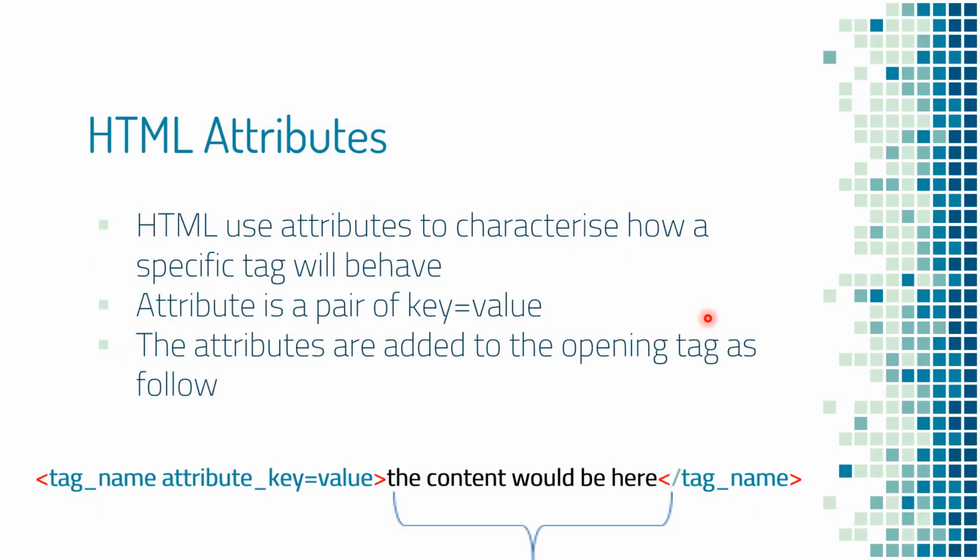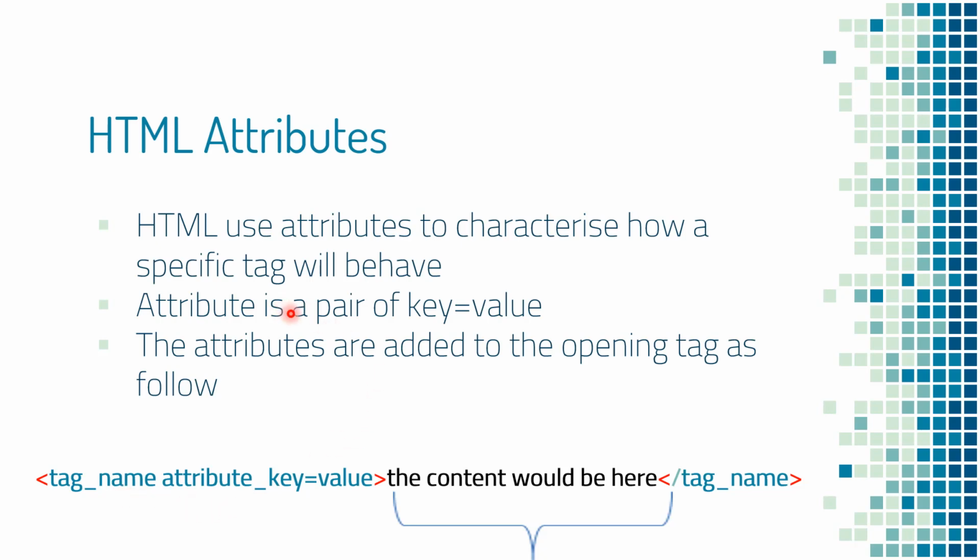So another core component in any HTML web page or any HTML tag is attributes. What do attributes do? What does it mean? HTML uses attributes to characterize how a specific tag will behave or how a specific tag will look. Any attributes will be included in the opening tag. So does an attribute have a general form? And the answer is yes.